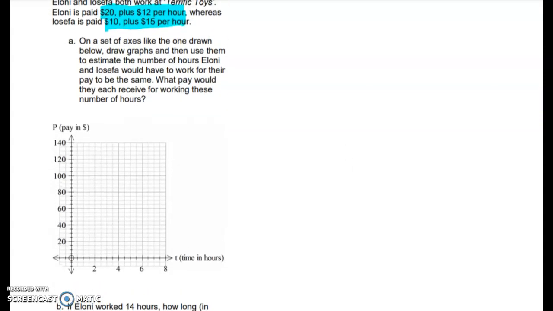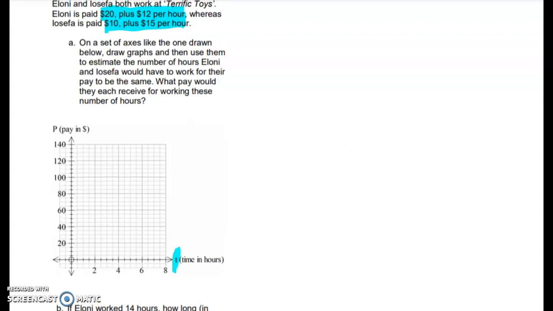Alright, let's have now a closer look at this next question. This is one where we have to first write an equation from the context, then draw the graph, and use the graph in the equation to figure out some information that we're being asked for. So Ailoni and Yosefa both work at Terrific Toys. Ailoni is paid $20 plus $12 per hour, whereas Yosefa is paid $10 plus $15 per hour. And you can see the graph here has got the variables on it. It's got T for time and it's got P for pay in dollars.